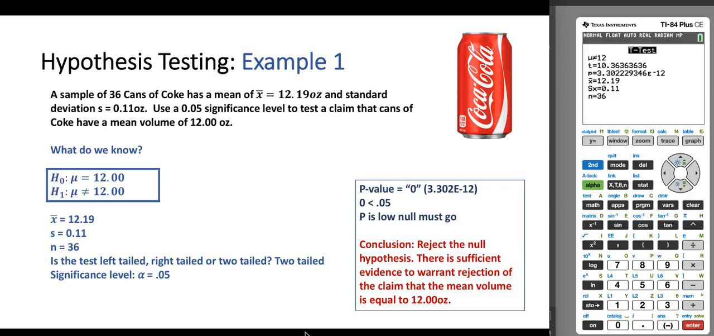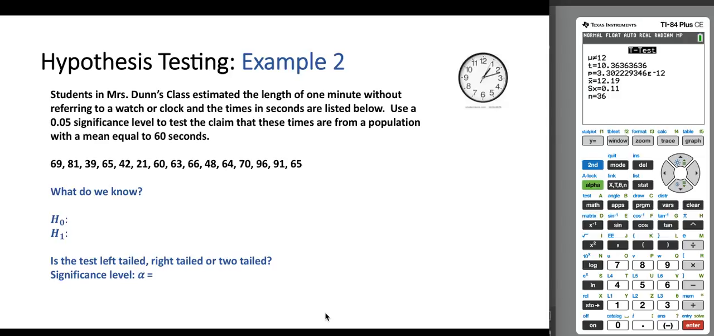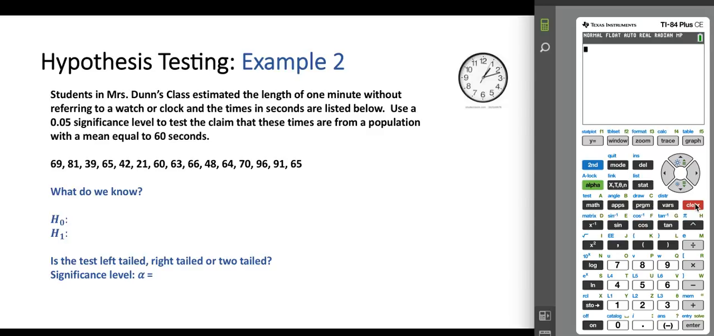Okay, let's go on to another example where we're given data. Students in Mrs. Dunn's class estimate the length of 1 minute without referring to a watch or clock, and the times in seconds are listed below. Use a 0.05 significance level to test the claim that these times are from a population with a mean equal to 60 seconds. So the times are listed here, 69, 81, 39, etc.